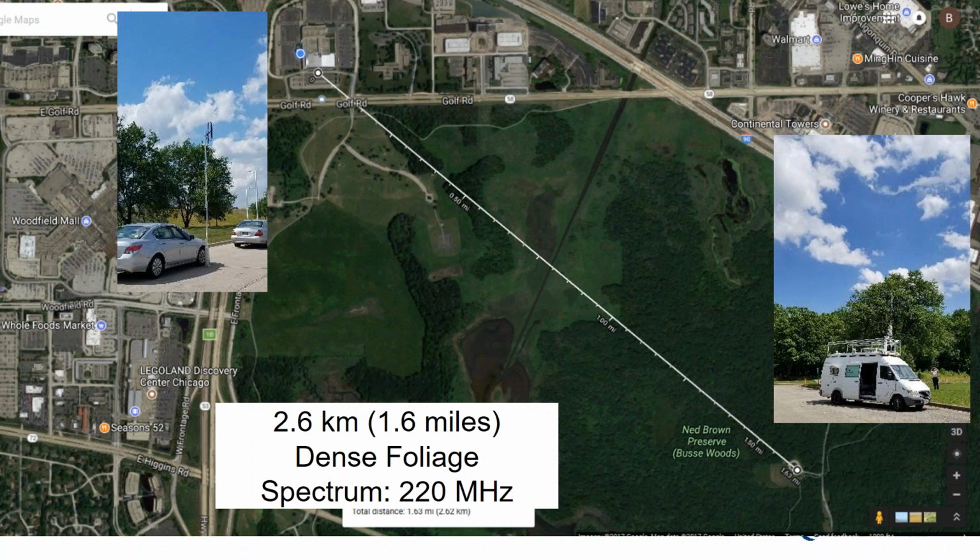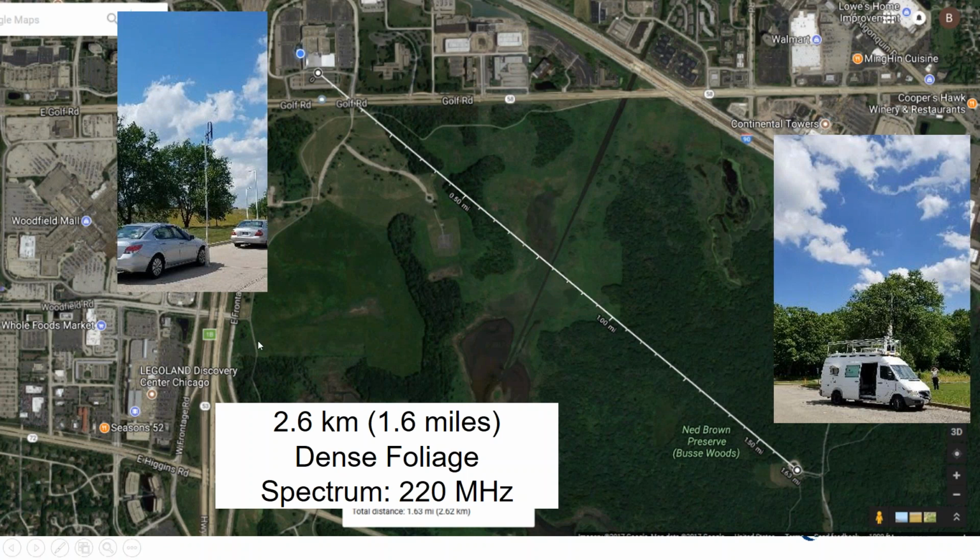What I'm showing on the slide here is an experiment or test that was done near our labs in Rolling Meadows, which is just outside of Chicago. That's where our corporate headquarters are. Across the road from us is a forest preserve, which is great for testing foliage propagation because it's a pretty dense area of trees and some rolling hills. This particular link is about 1.6 miles or 2.6 kilometers going directly through some dense foliage.